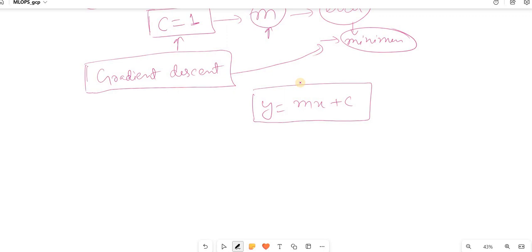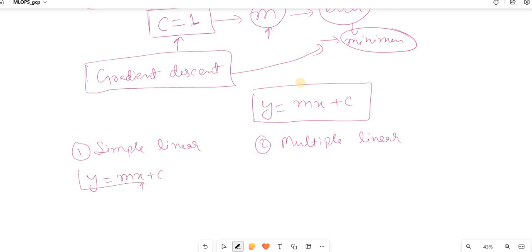So in linear regression, there are two types. The first is simple linear regression, and the other is multiple linear regression. Now, what does simple linear regression mean? It means your price depends on only one feature, that is, the area of your house. But in a real-time scenario, is that the only factor on which the price of a house depends?